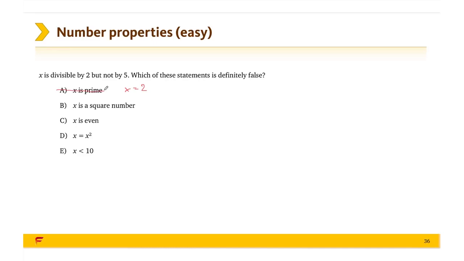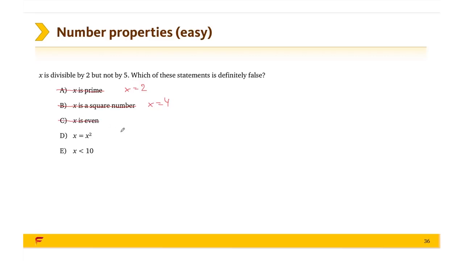B, x is a square number. Well, again, we can say that x equals 4. In this case, x is a square number. It is divisible by 2, but not by 5. We cannot say that it's false. Cross it out. C, x is even. Yeah, if x is divisible by 2, then it's even by definition. So that is not false.